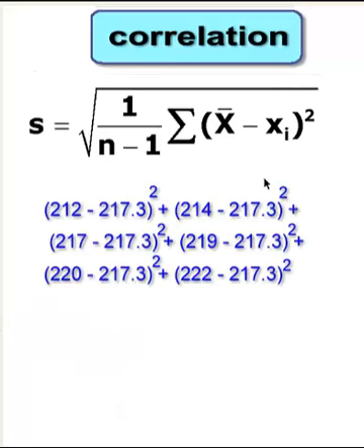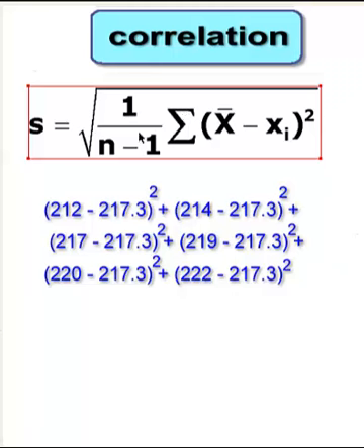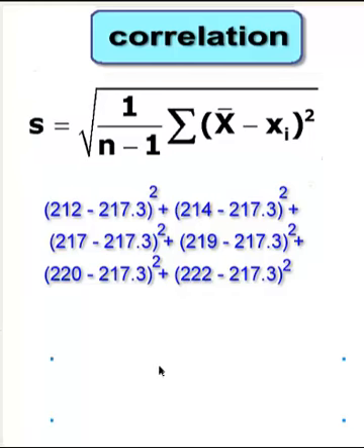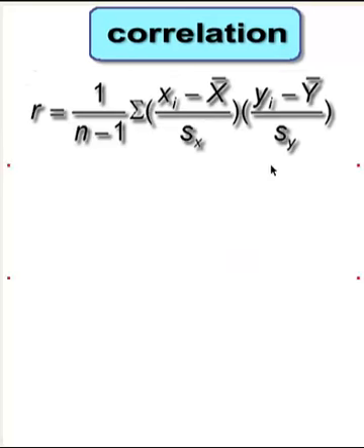I'm just going to do a real shortcut again. You're going to square the differences, add them all up, multiply it by 1 over the sample size minus 1. That's going to be 1/5. Multiply that out. Take the square root of it. You're going to get a standard deviation for the y's to be 3.78. And now you're going to plug that into this formula.